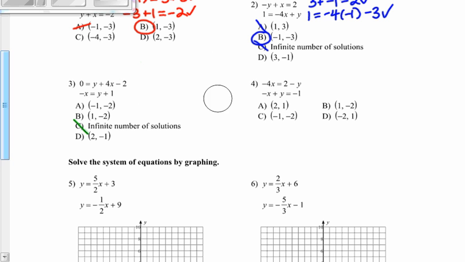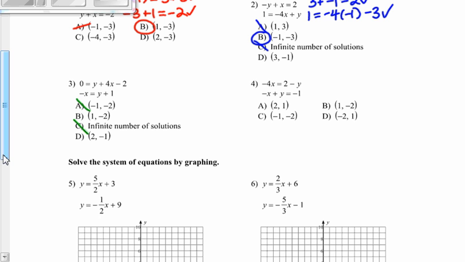So now I'm going to go through and test, starting with answer choice A, plugging in a -1 for x and a -2 for y. So in this top equation, this would give me -2 minus 4 minus 2 is 0. That is not a true statement, so A cannot be correct. I'm just testing it in the top equation first until I find one that's true.